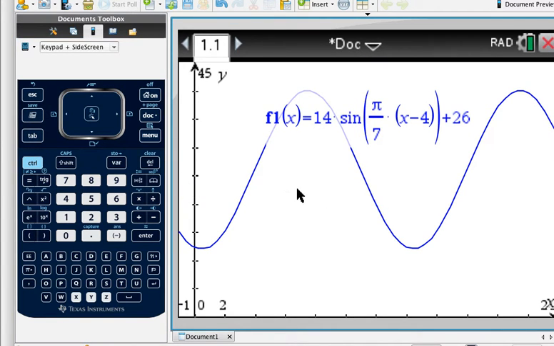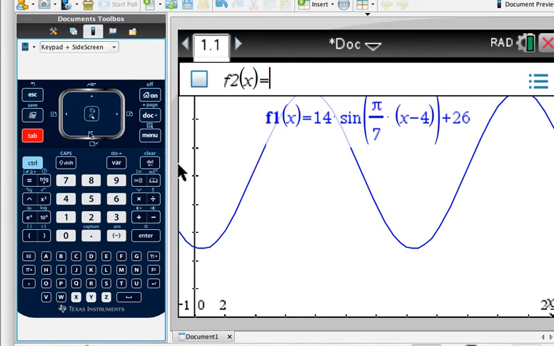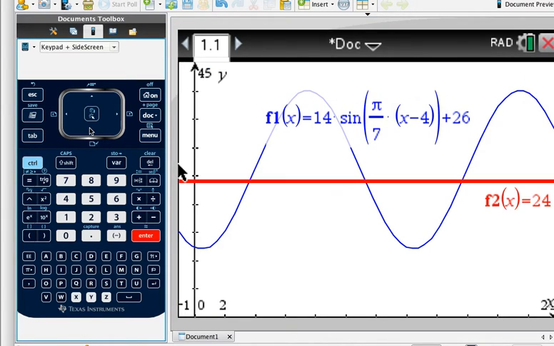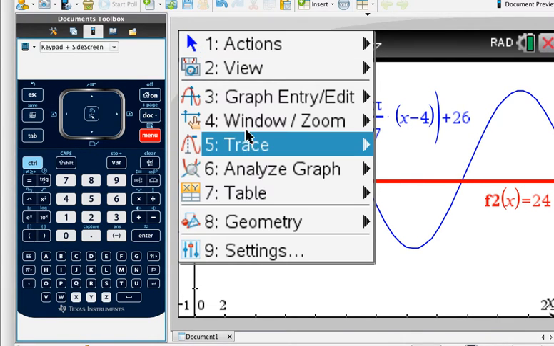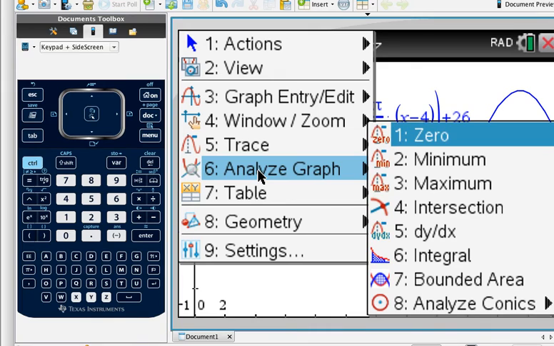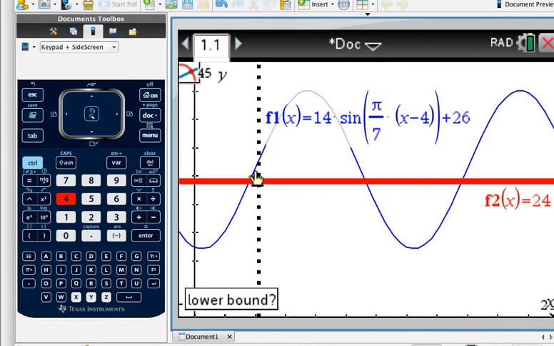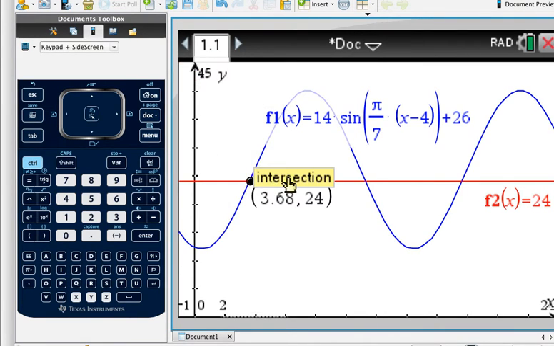Okay, we want to know when is the river 24 feet deep. So let's just push the tab button and we're going to type in 24 here. And I get this line. Now notice I'm going to be 24 feet deep right here, and right here. Okay, and I can just analyze my graphs, find the intersecting point, do lower bound and upper bound.